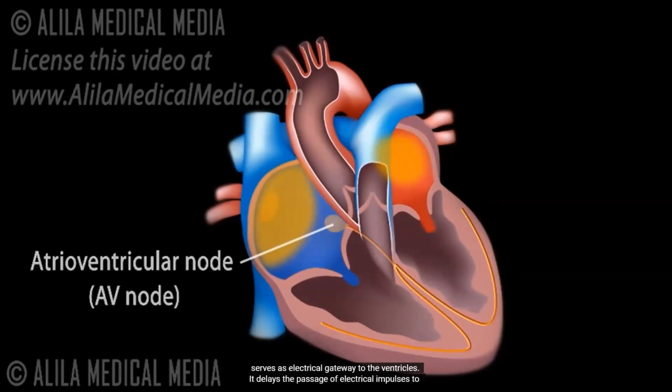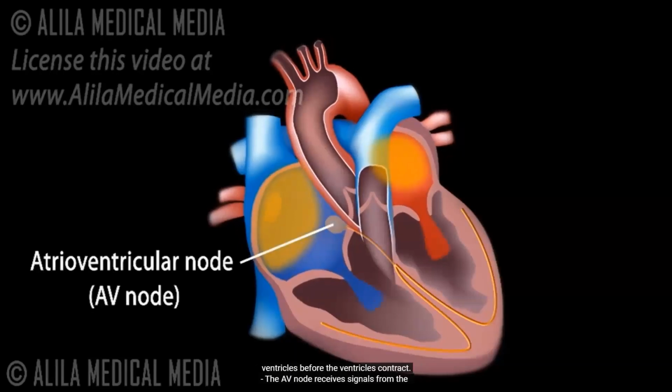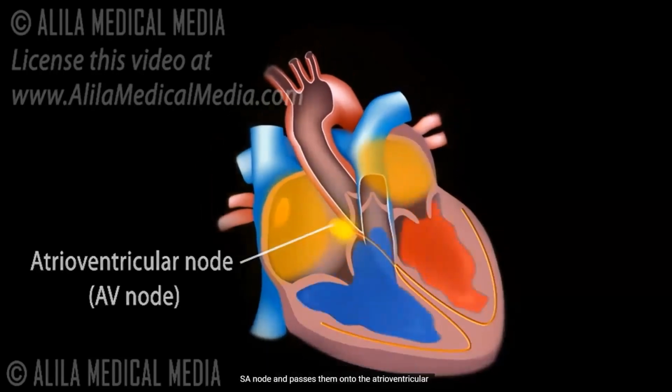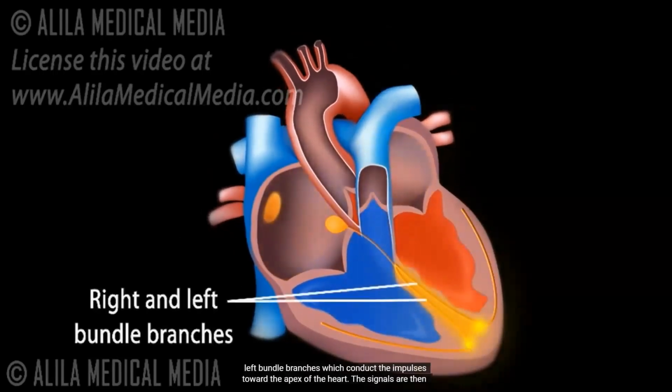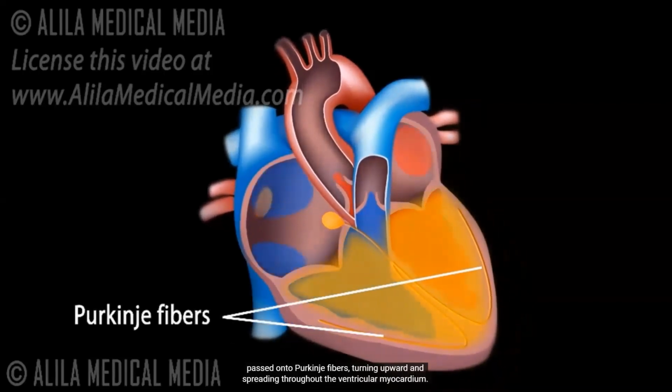The AV node serves as electrical gateway to the ventricles. It delays the passage of electrical impulses to the ventricles. This delay is to ensure that the atria have ejected all the blood into the ventricles before the ventricles contract. The AV node receives signals from the SA node and passes them onto the atrioventricular bundle, AV bundle or bundle of His. This bundle is then divided into right and left bundle branches, which conduct the impulses toward the apex of the heart. The signals are then passed onto Purkinje fibers, turning upward and spreading throughout the ventricular myocardium.